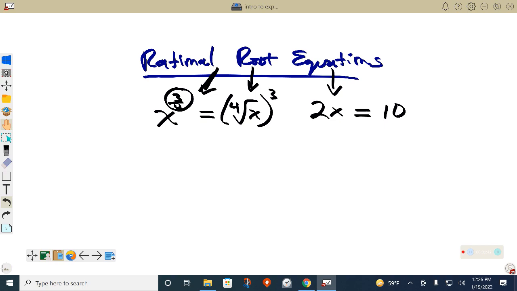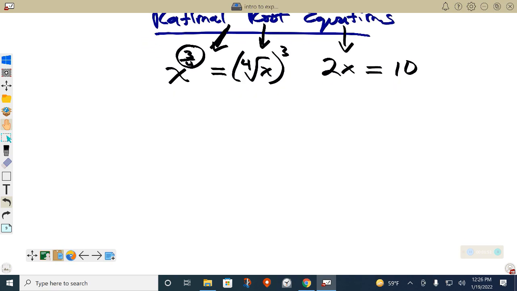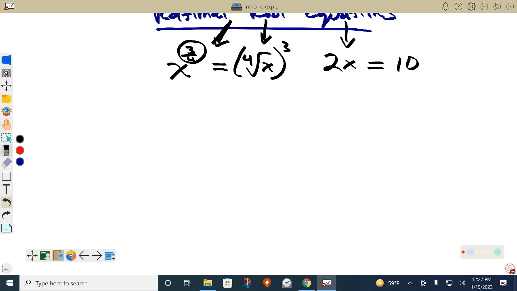You already know what rational roots are. We've been dealing with that the last week, or last 2 days. And you already know what an equation is. But do you really understand what an equation is? Go ahead and write 2x equals 10 again. I want to talk about the nature of an equation.